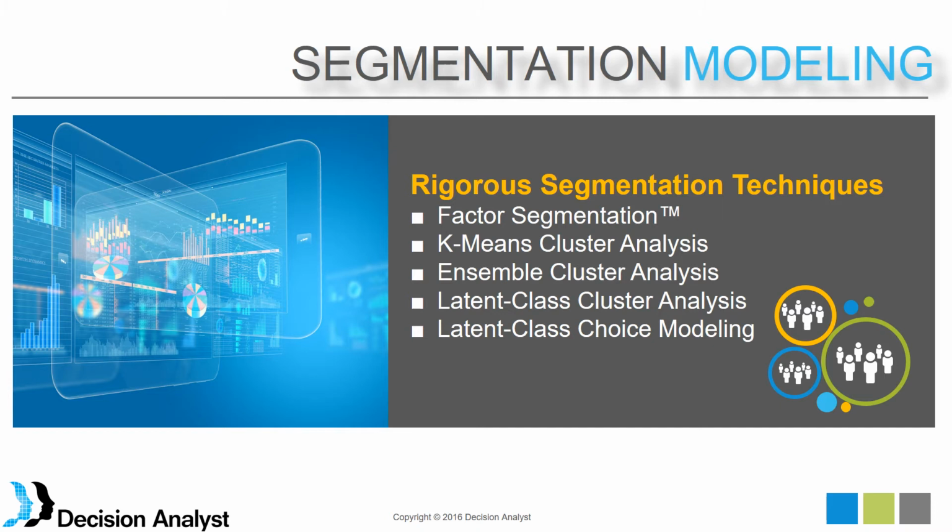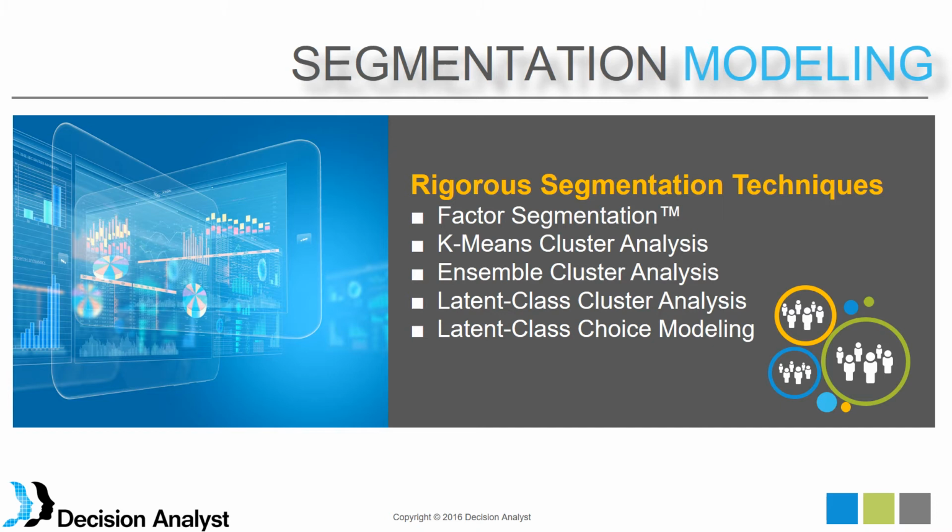The first one is factor segmentation. This is something that we use here at Decision Analyst. It begins with an analysis called factor analysis that really looks at grouping consumers according to just a few dimensions. So factor segmentation does yield coherent clusters of respondents. They have similar attitudes, and it can be an important way to segment the market.